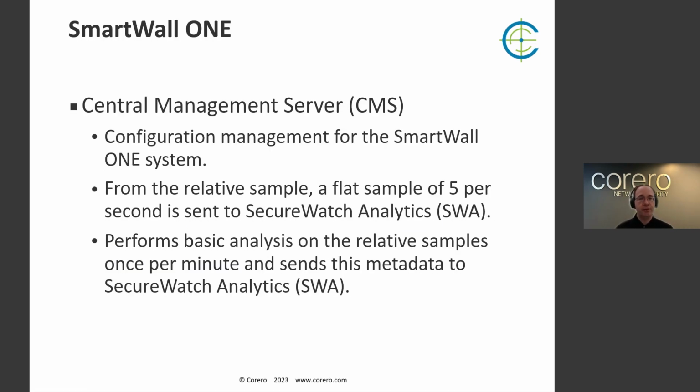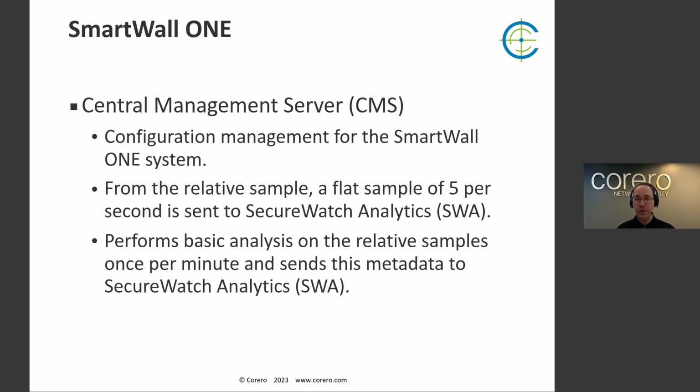Our management server does obviously config management, but as far as sFlow sampling, it does 2 things. The first thing it does is it takes all those relative samples that I got from my NTD and it picks 5 by default a second and sends them to the SWA. This would be a flat sample. So it doesn't matter whether you're under DDoS or not, lots of traffic or not, you get 5 per second. 5 individual sFlows a second get sent to analytics, right?